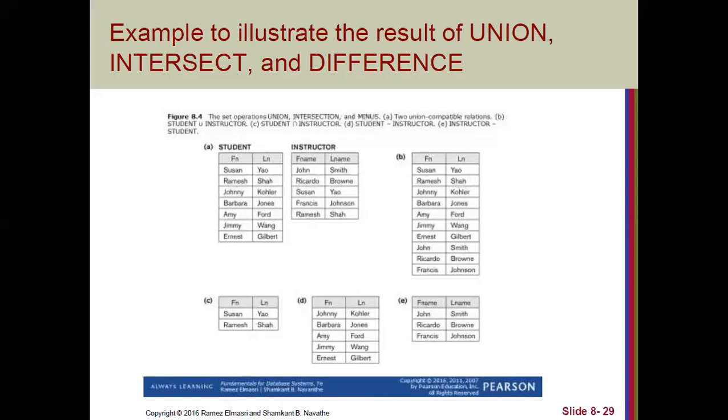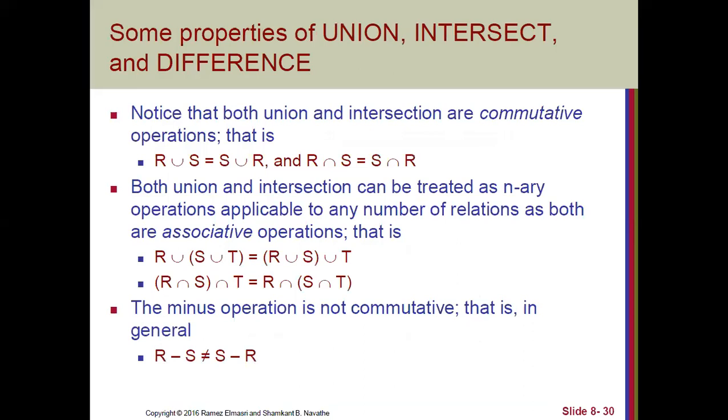Remember that the union and intersection follow the commutative property. But when we talk about the set difference, that does not follow the commutative property. So it means that instructor minus student does not equal student minus instructor. So you have to keep that in mind whenever you apply these relational operators.